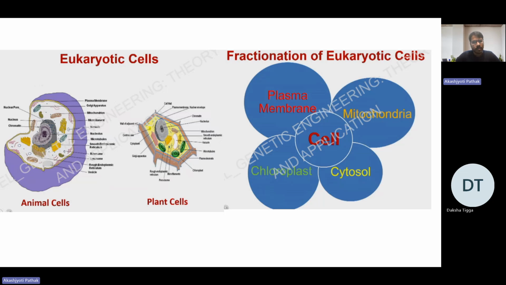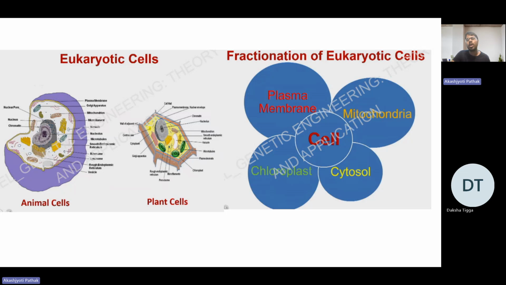Now, how is a eukaryotic cell different? In eukaryotic cells, you have a plant cell and an animal cell. We have been reading about the differences between an animal cell and a plant cell. So plant cell has a cell wall, animal cell lacks a cell wall. Plant cells have chloroplast. Animal cells will not have chloroplast. Plant cells have a large vacuole. Animal cells have a smaller vacuole. What are the other differences? So these are some of the differences between a plant cell and an animal cell.